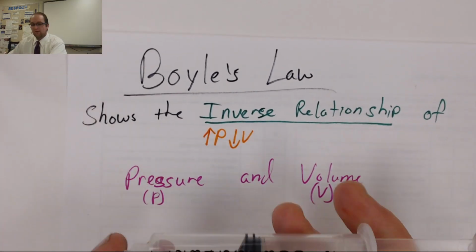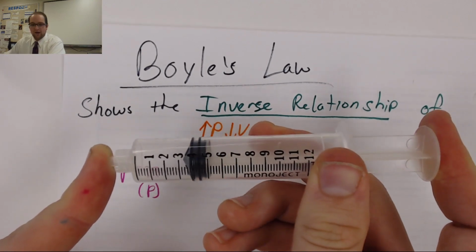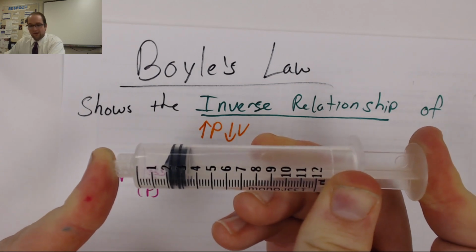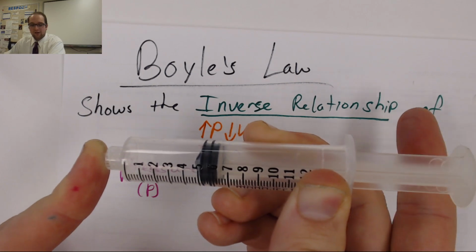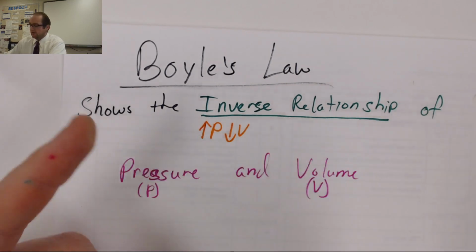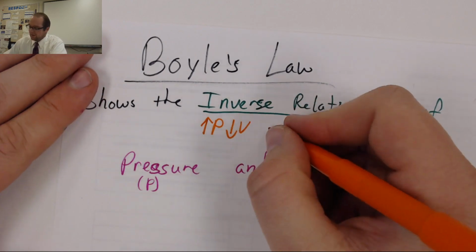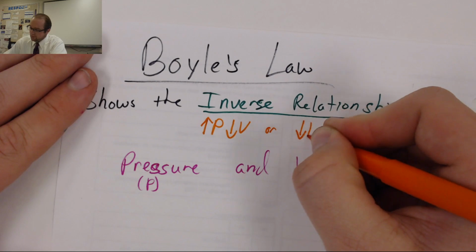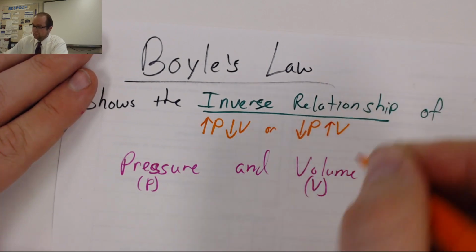You could think of this like a syringe. If I am going to add some pressure to this end and I've sealed the other end with my finger, we can see that the volume decreases as I push more and more, and if I let go, it expands again. It's that opposite relationship. So I could increase pressure and see a decrease in volume, or if I decrease pressure, I would expect to see an increase in volume.